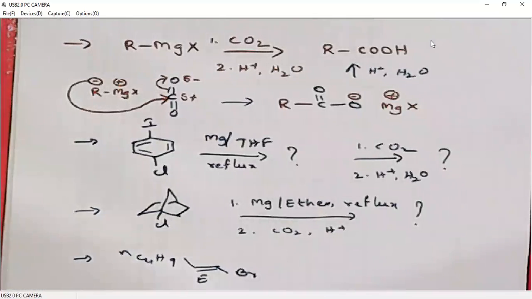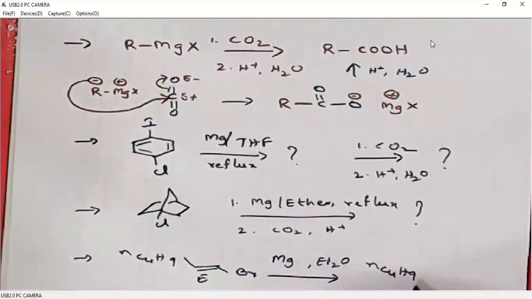When we have E double bond or Z double bond, E vinyl alkyl halide or Z vinyl halide, and when we want to generate a Grignard reagent with this, Grignard reagent generation is not stereoselective. It is not a stereoselective reaction. So whether the starting material is E or Z, it doesn't matter. The product will be a mixture of both E and Z.